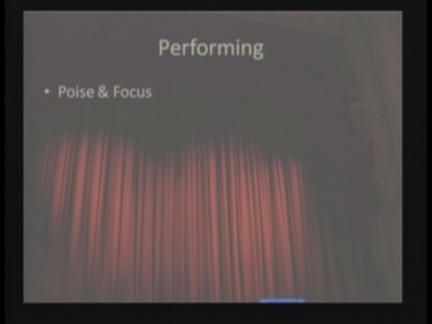Now, the first one is poise and focus. Poise means that for an actor, you have to stay in character at all times. You have to focus. So you have to stay calm, and you have to move with purpose. You can't giggle. You can't stomp your feet. You can't do anything that is not what your character is going to do.